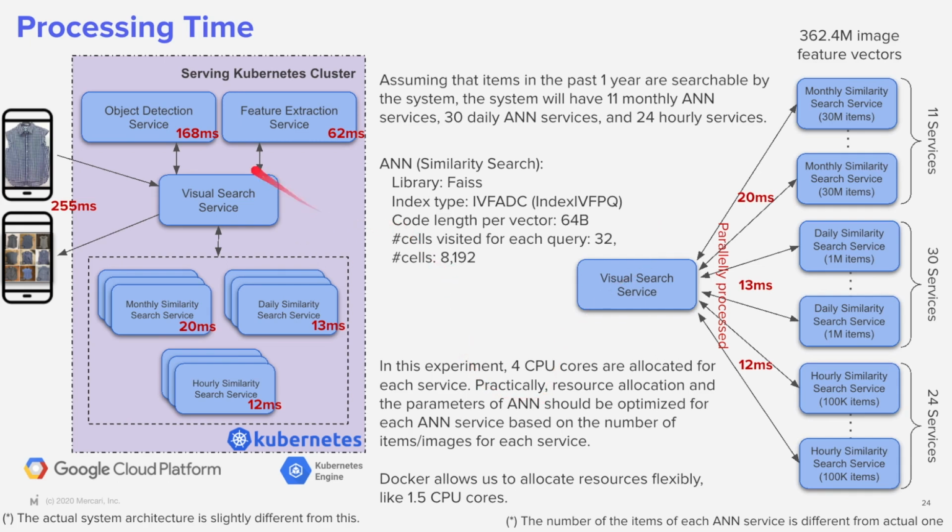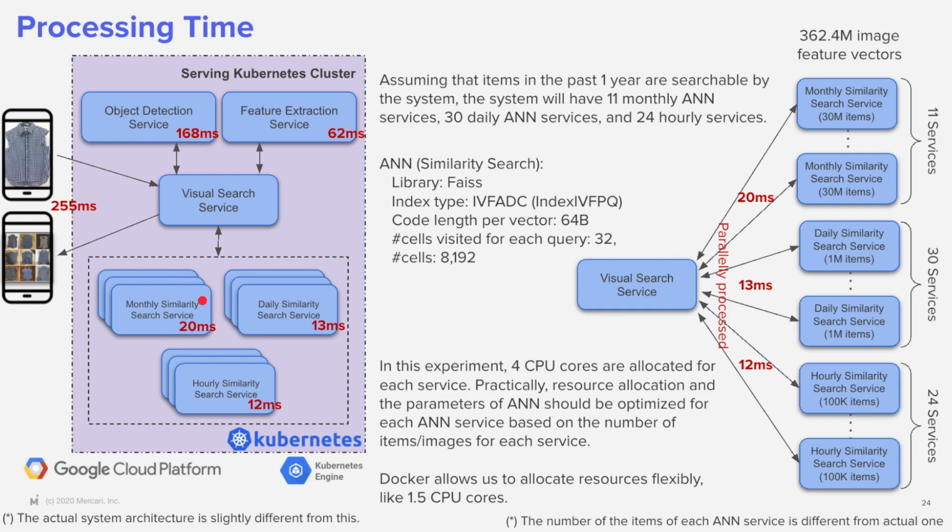For the feature extraction, 62 milliseconds is needed. The object detection model is also running for the visual search. It takes 168 milliseconds. So on average, 255 milliseconds for one request is needed.